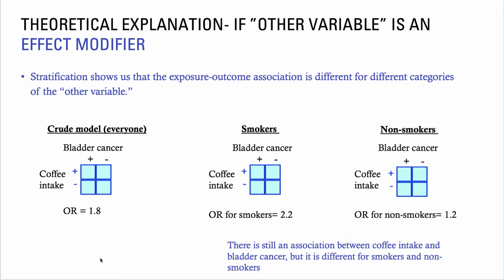The theoretical explanation of how stratification works to elucidate an effect modifier is that it shows us that the association for that exposure and outcome is different for the different categories of this other variable, the effect modifier. So again, here's the crude model containing everybody. When we stratify by smoking status, we have a separate coffee bladder cancer association for smokers and non-smokers, and the association is different in each category, and it is also different than the crude. So that means smoking modifies the effect of coffee intake on bladder cancer.